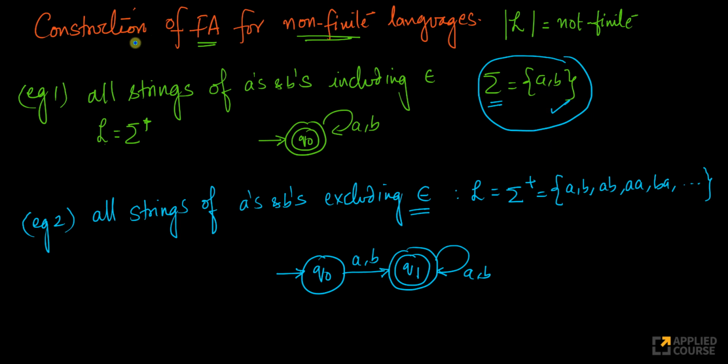And we'll learn construction of finite automata for non-finite languages mainly through examples like this. And remember that I cannot construct a finite automata with just one state for this. I need at least two states. So this is your minimum finite automata to accept the positive closure of sigma. This is the minimum because I can't get away with just having one state. I need at least two states here. Simple examples, no rocket science here.